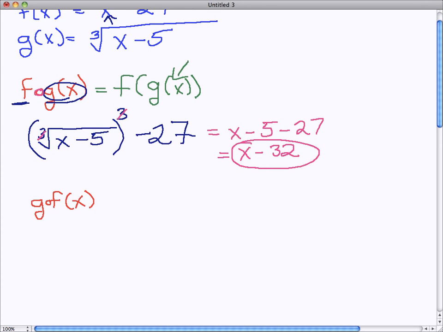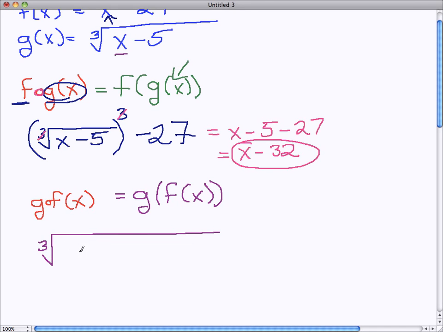When we look at our next one down, the g of f of x, the outer function is what we're going to evaluate, and we're going to fill the whole f function in for x. So in the g function, where we see the x, we're going to fill in the f function, or the x cubed minus 27, and then we have the minus 5. Now we can combine these like terms.